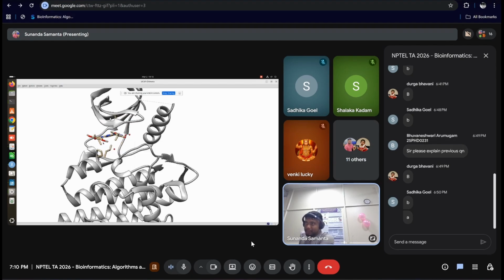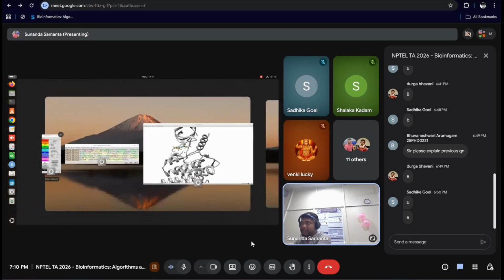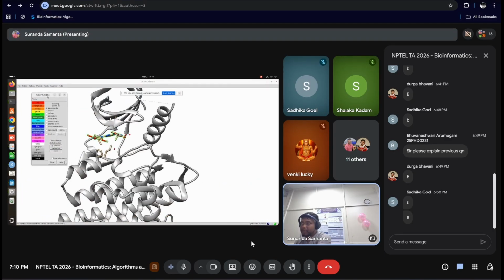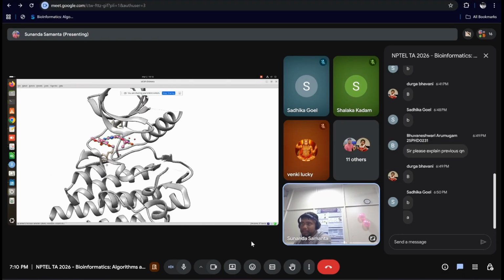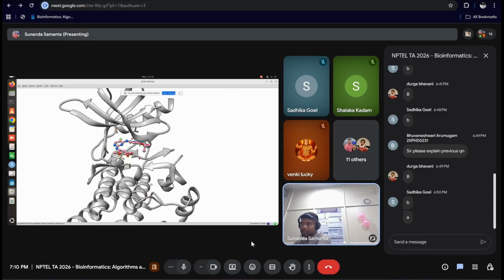Let's try to change the visualization of this also. You can do it in the Actions tab. You can select atoms and bonds. You can color them in different colors. You can color by heteroatoms also. Then you can also highlight the atoms and bonds in different representations as well. So kind of like this.